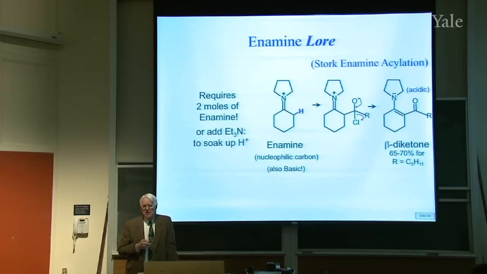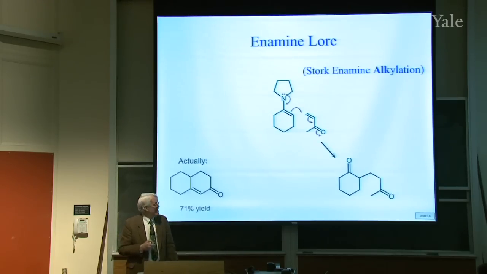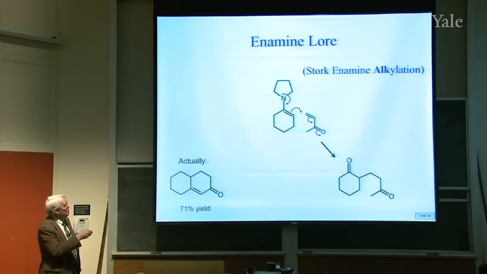Okay? And that wasn't the only bit of lore Ziegler told me about. If you go to Wikipedia and look up enamine alkylation, you'll get this as your example of what the product is. But in fact, that's not the product. The product is this, in 71% yield from doing this reaction. So where in the world did that come from?